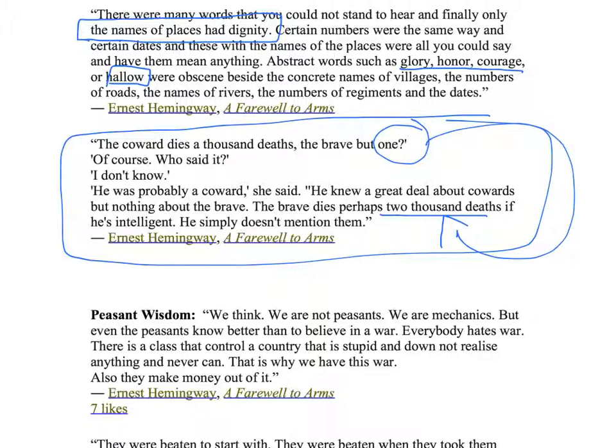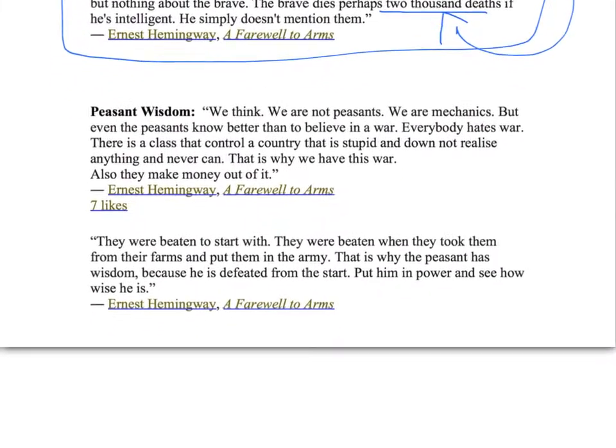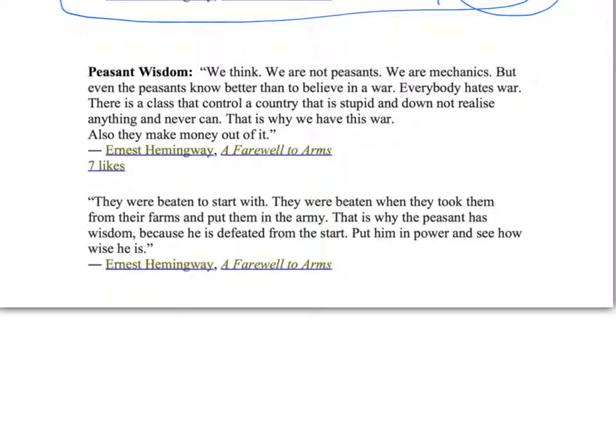But more on this topic of Frederick's initiation toward disillusionment. And again, in connection to Abruzzi, here is the peasant wisdom of the Basque common people, who are admired for their understanding of the world and the war because they're defeated from the beginning. We think we are not peasants, we are mechanics. But even the peasants know better than to believe in a war.